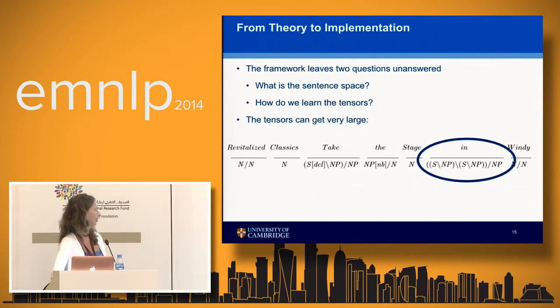But of course, there are a couple of things to consider when you're going from theory to implementation. The big thing is that it leaves a couple of unanswered questions. So first of all, what is the sentence space that we're talking about? I've mentioned it a couple of times, but I haven't really defined it quite yet. And of course, how do we learn the tensors? That's a pretty big question. And the problem can get quite complex because the tensors can get very large. For example, a simple preposition like in, which is seen quite often, can become quite complex.